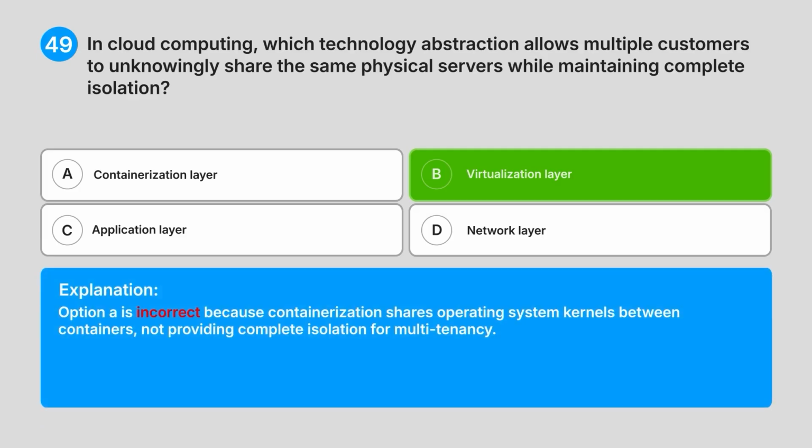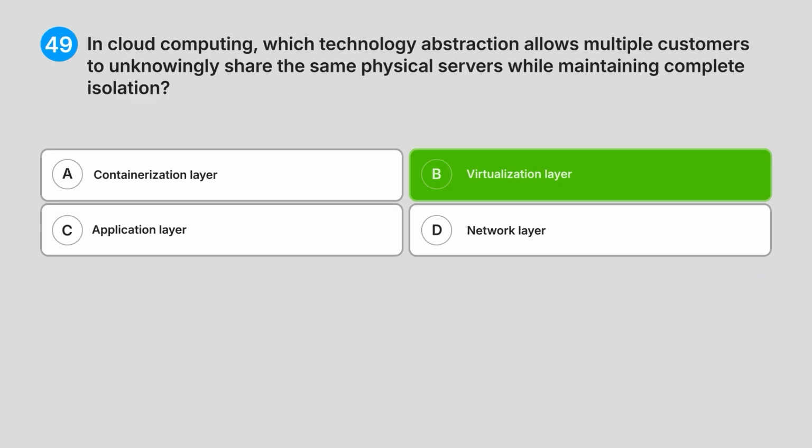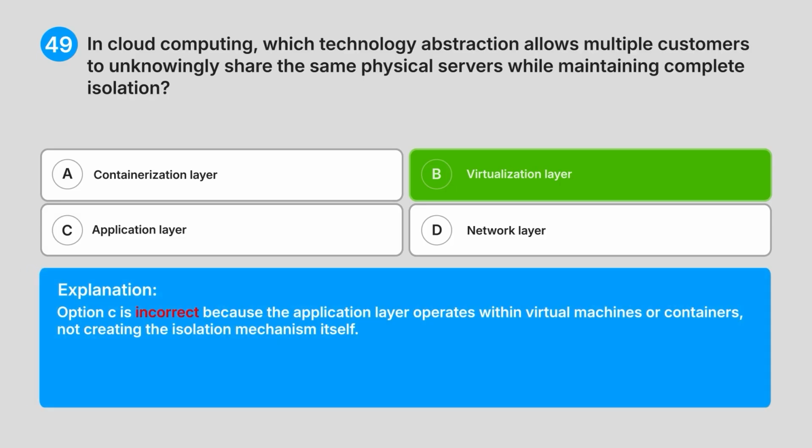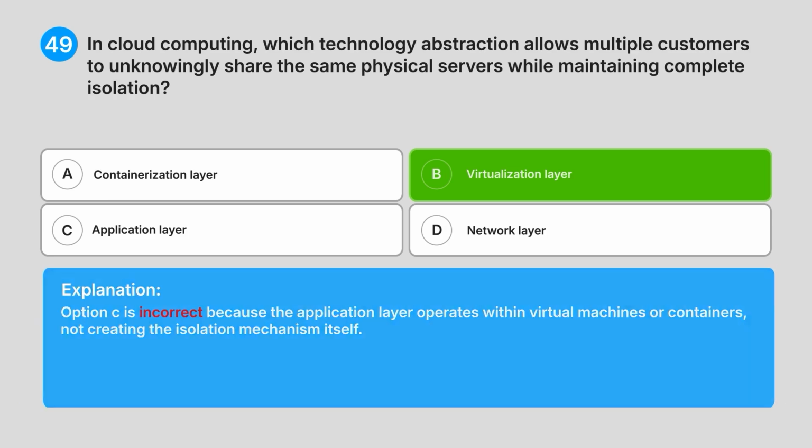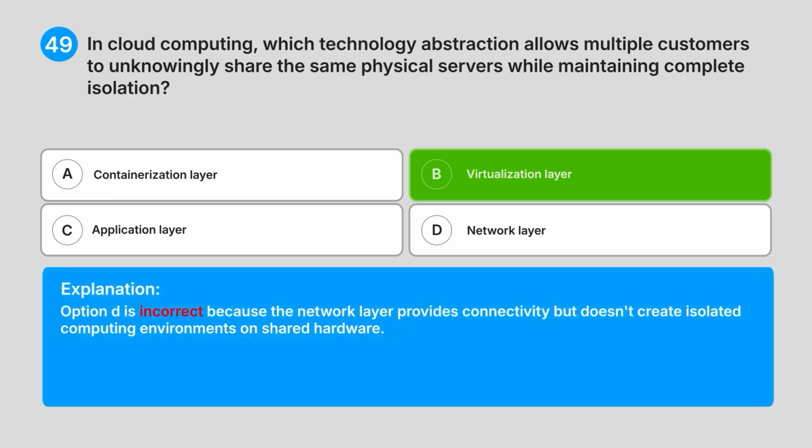Option A is incorrect because containerization shares operating system kernels between containers, not providing complete isolation for multi-tenancy. Option C is incorrect because the application layer operates within virtual machines or containers, not creating the isolation mechanism itself. Option D is incorrect because the network layer provides connectivity but doesn't create isolated computing environments on shared hardware.